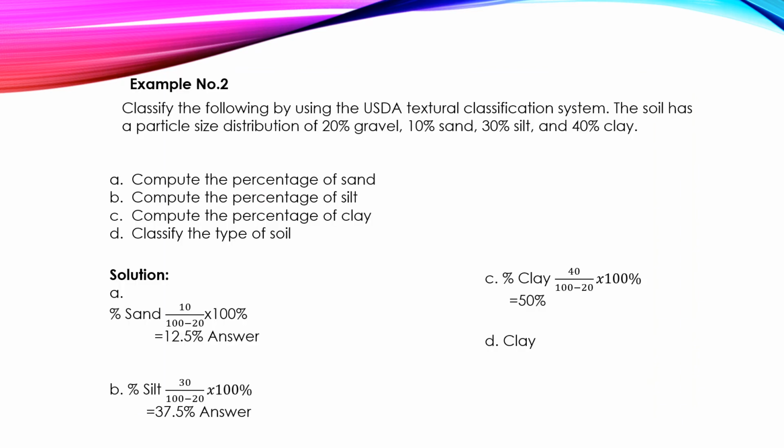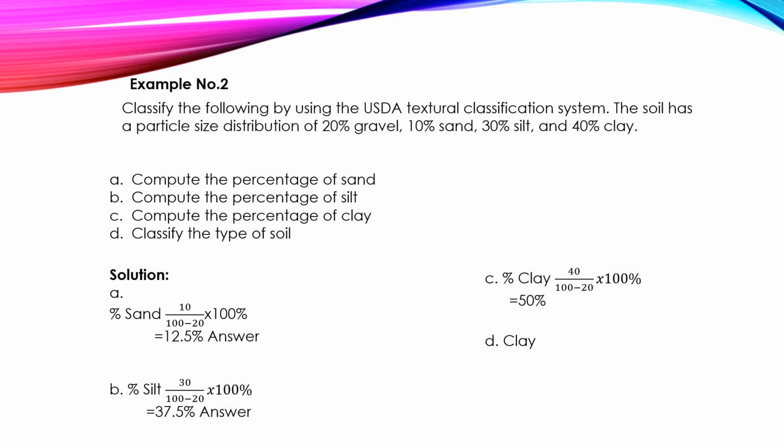Example number 2. Classify the following by using the USDA textural classification system. The soil has a particle size distribution of 20% gravel, 10% sand, 30% silt, and 40% clay. A. Compute the percentage of sand. Letter B. Compute the percentage of silt. Letter C. Compute the percentage of clay. Letter D. Classify the type of soil.